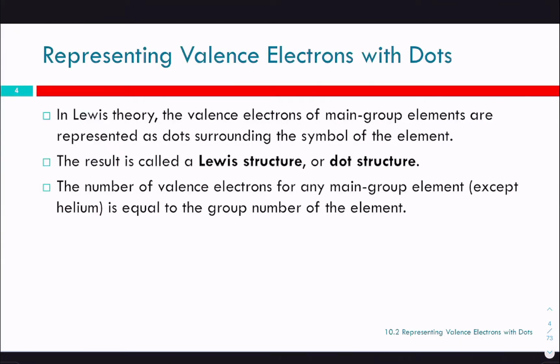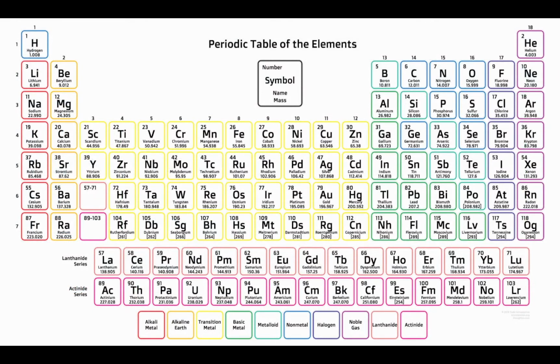So in Lewis theory, the valence electrons of main group elements are represented as dots surrounding the symbol of the element. So if we wanted to take a molecule, let's just do oxygen. Oxygen on the periodic table. If you want to figure out how many valence electrons any main group element has, so it's the S block, which is the ones on the left. S block is these two columns. P block is these guys over here. You can just use the column number, and that tells you how many valence electrons it has. So oxygen is in column 6A, or 16, so it has 6 valence electrons.